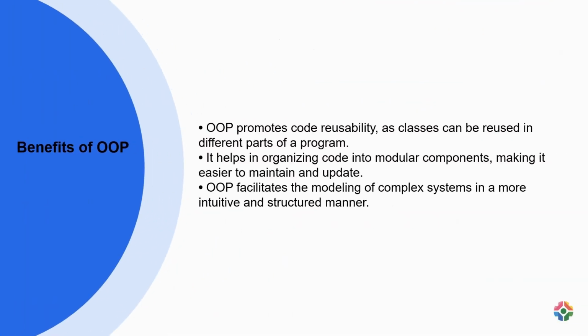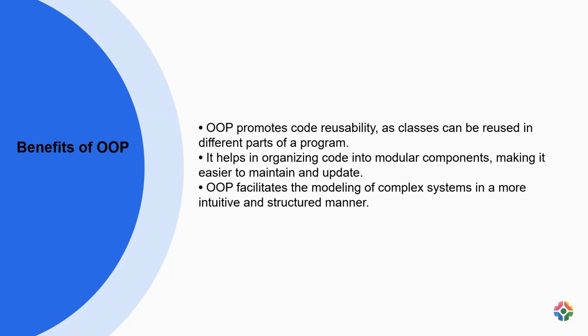Object-oriented programming, OOP, is a paradigm that promotes the reuse of code through the concept of classes. Classes represent blueprints for objects that can be instantiated multiple times within a program, allowing for code reusability across various parts of the program. By organizing code into modular components, OOP enables developers to more easily maintain and update their programs. This structured approach helps in isolating different functionalities into separate modules, improving code maintainability and reducing the risk of introducing errors when making changes.